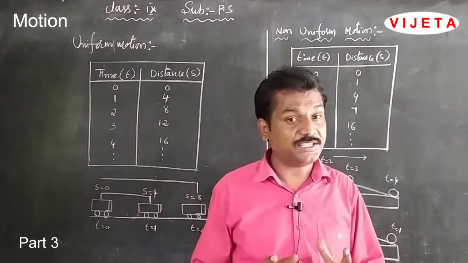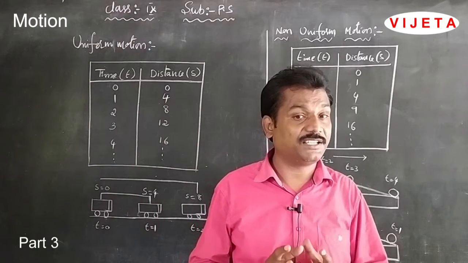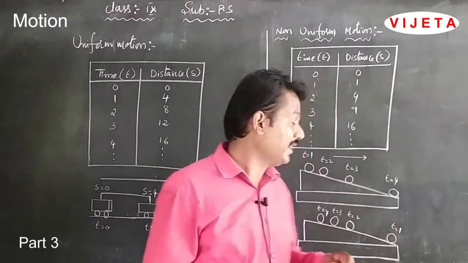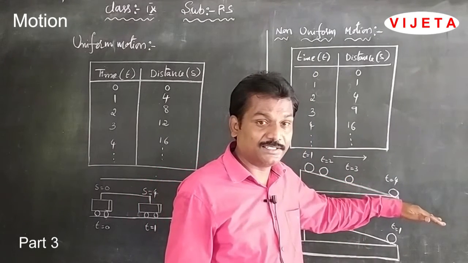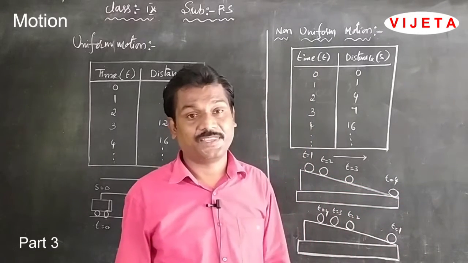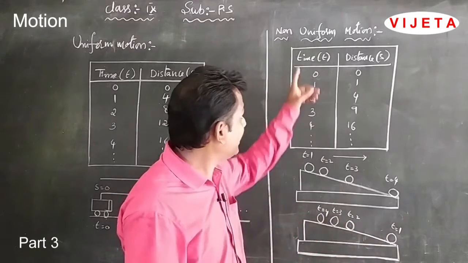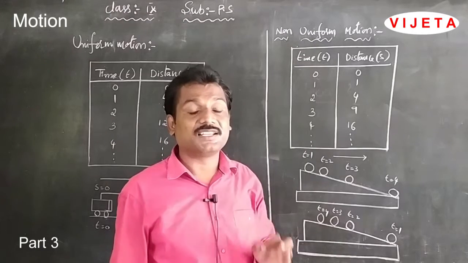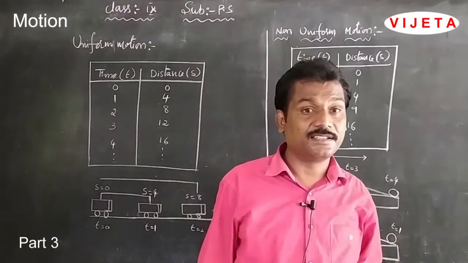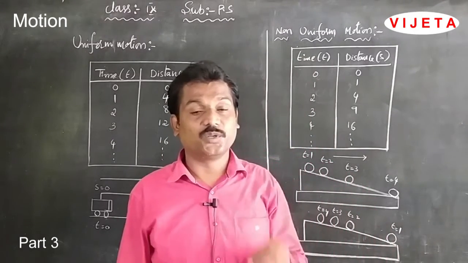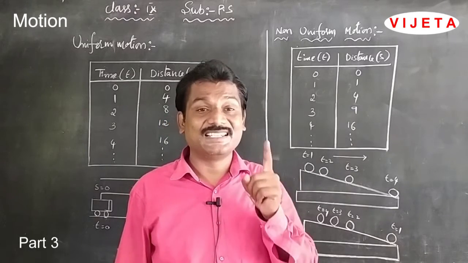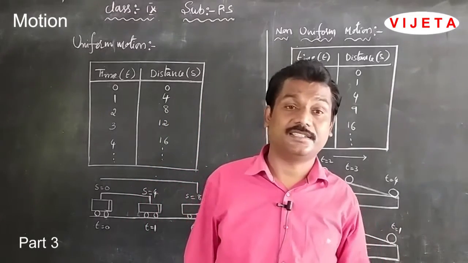Students, we know that distance divided by time is nothing but velocity. If the distance increases, velocity increases. If the distance decreases, velocity decreases. That means in non-uniform motion the velocity either increases or decreases. So, in non-uniform motion there is a change in velocity.